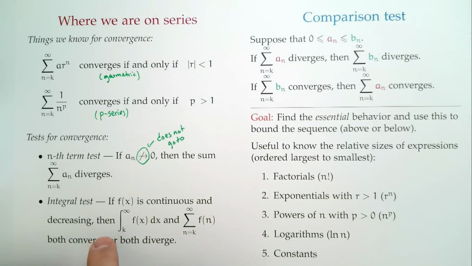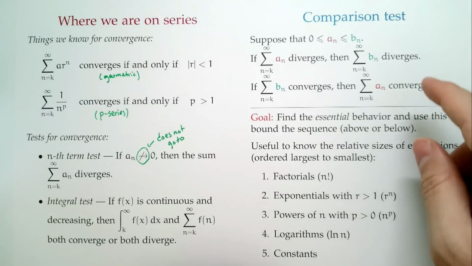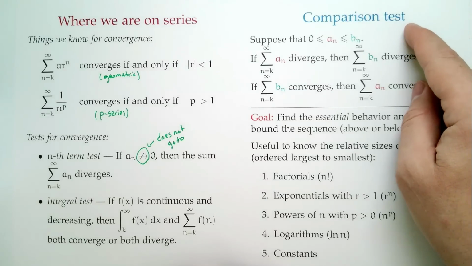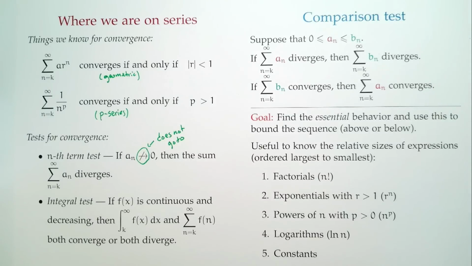The other test we have is the integral test, which says if you have a nice function which is continuous and decreasing, then the integral and the sum have similar behavior. In other words, they both converge or they both diverge. They're not going to be equal in value, but it gives us a way to test whether something converges or diverges. So we want to add to our tests. Today we're going to talk about two tests. One is called the comparison test, and the other one we'll get to later is also a comparison test, called the limit comparison test.